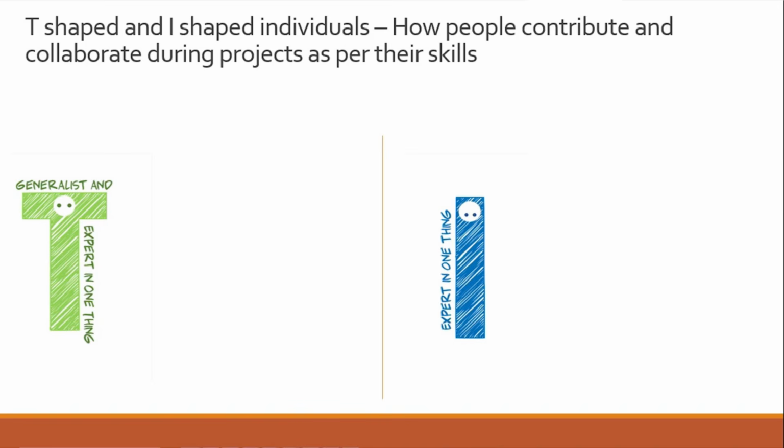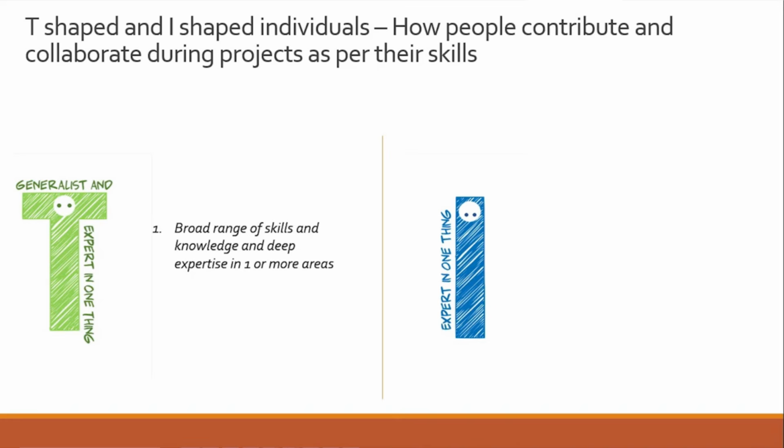So when it comes to a T-shaped individual, these type of people have a broad range of skills and knowledge, which is the horizontal part of the T, and deep expertise in one or more specific areas, which is the vertical part of the T. Okay, this means that they have a primary skill or domain in which they excel, but also they possess a willingness and capability to contribute and collaborate across different areas of expertise.